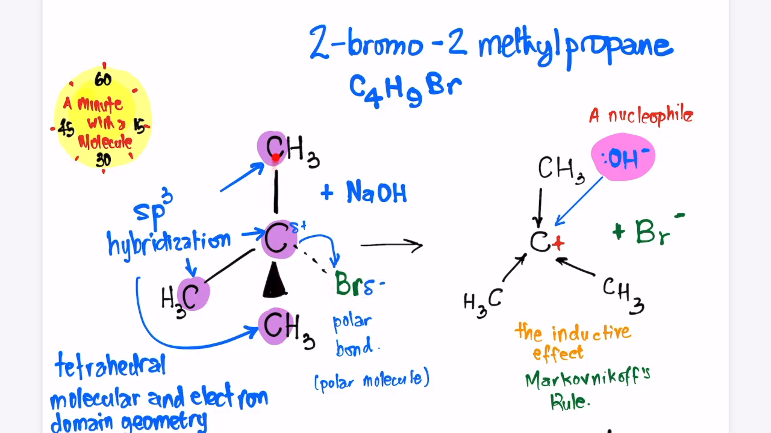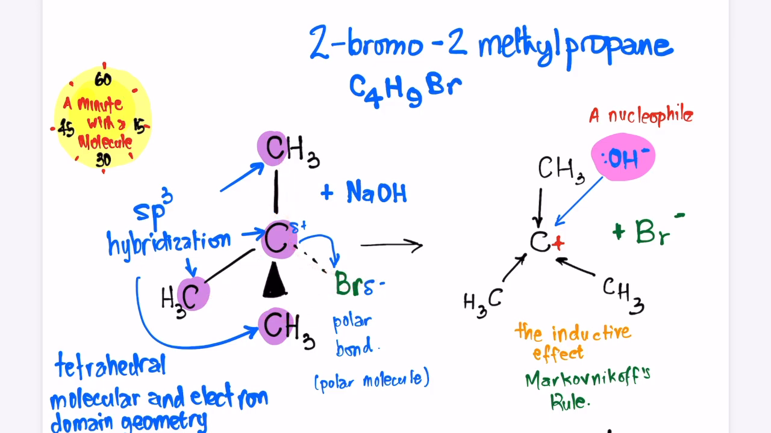No matter which direction you go, it's going to be 2-bromo and 2-methyl, 1, 2, 3, making it propane, and this making it a methyl group on carbon atom number 2. So 2-bromo-2-methylpropane is the correct IUPAC name for this molecule, C4H9Br. It's a halogenoalkane, and this is its molecular formula right here, and here you have its structural formula.